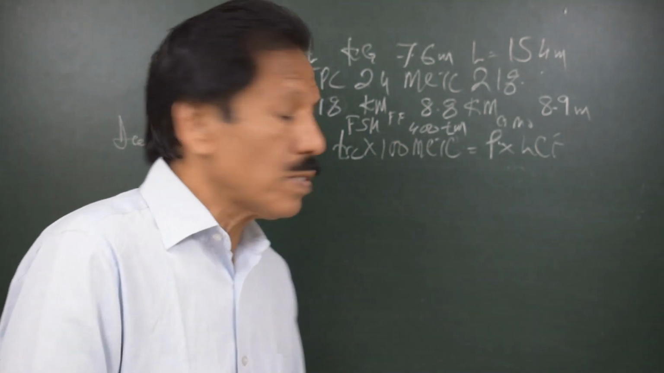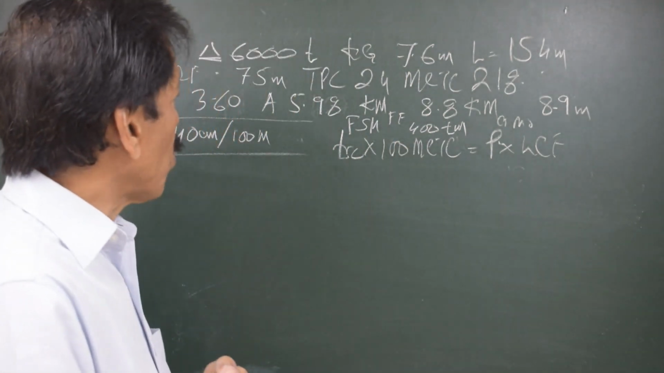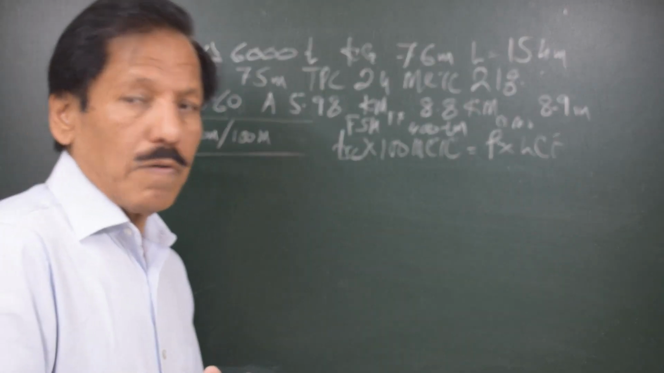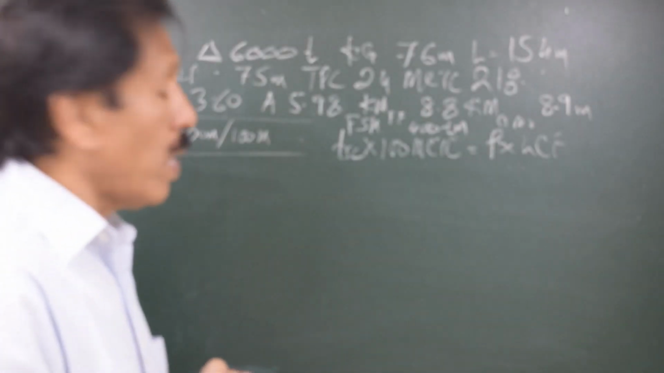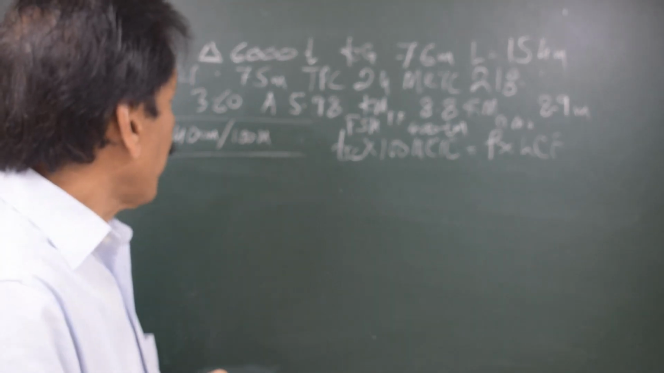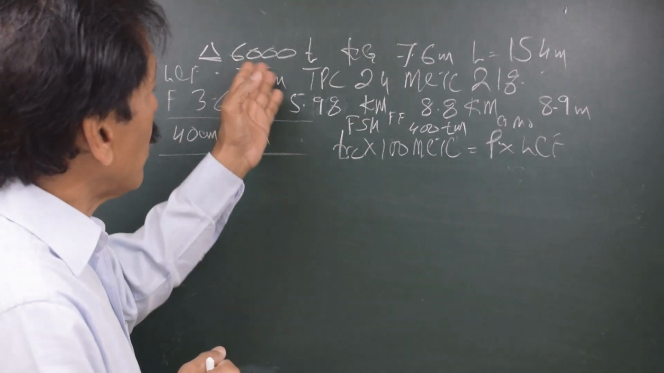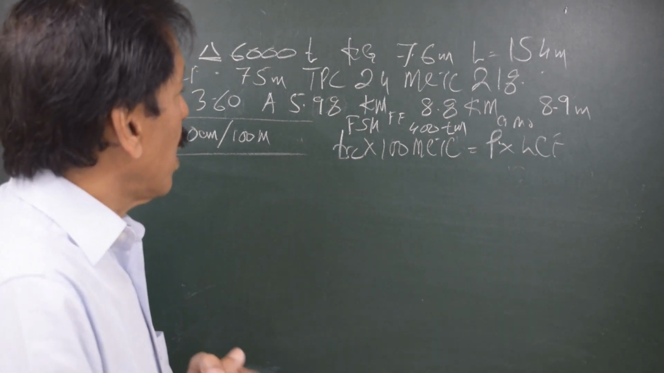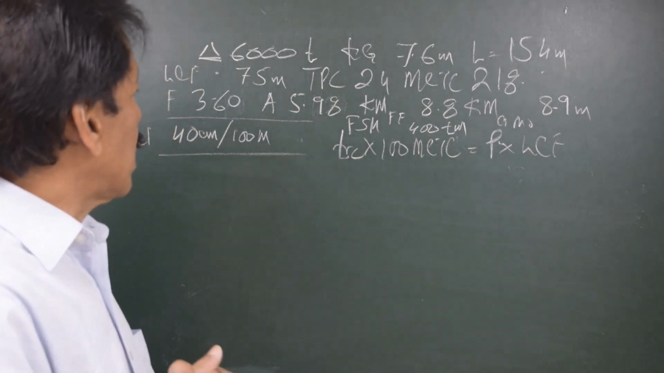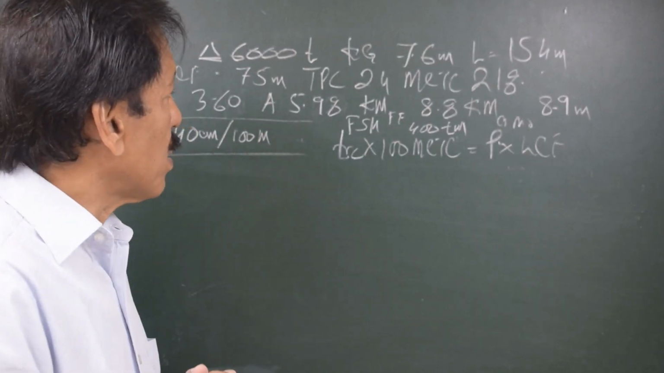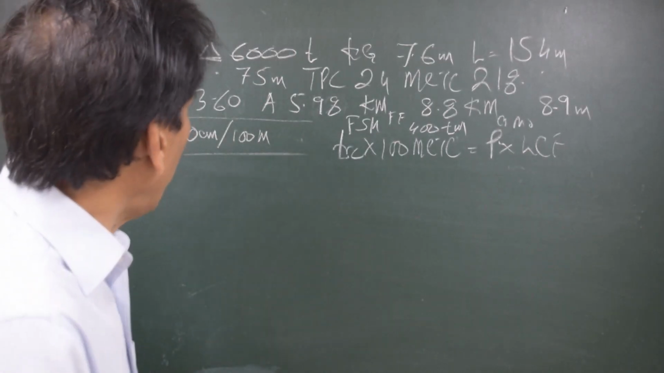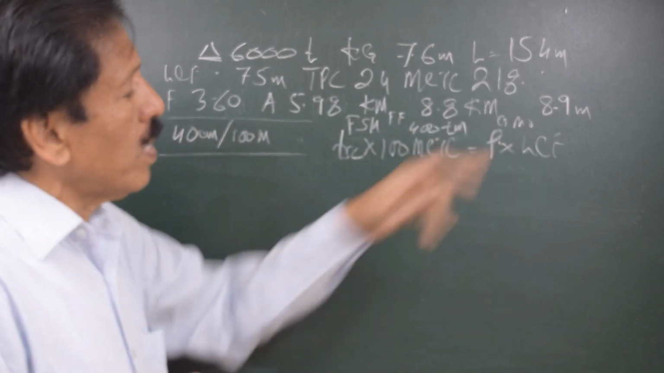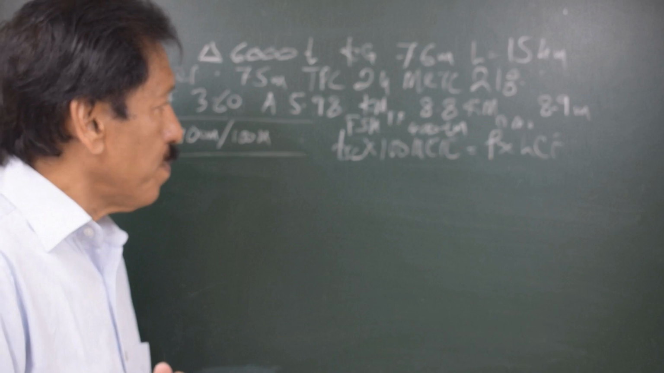Many of the figures taken here are the same from the last question, except that the initial drafts of the ship are 3.60 and 5.98 meters. Other particulars: displacement 6,000 tons, KG 7.6 meters, length 154 meters, LCF 75 meters, TPC 24, MCTC 218. KM at the time of critical moment is 8.9.